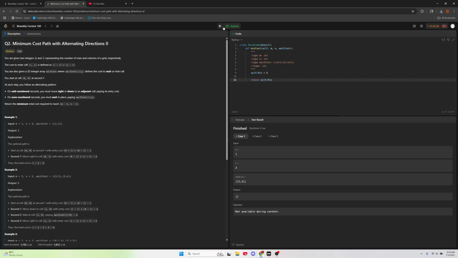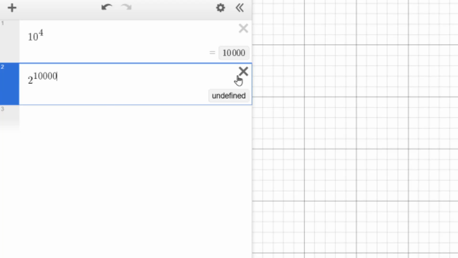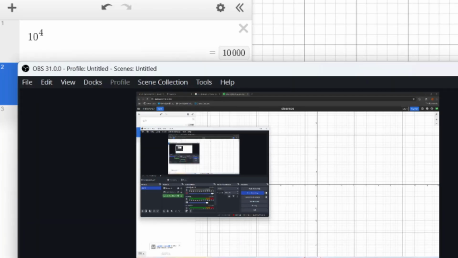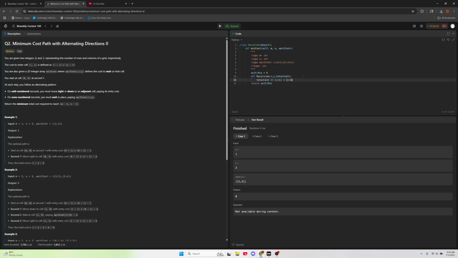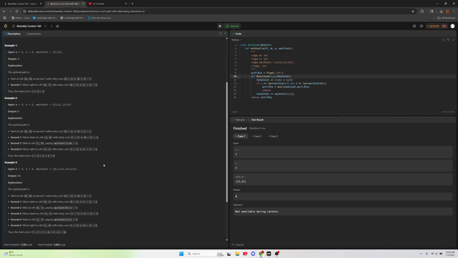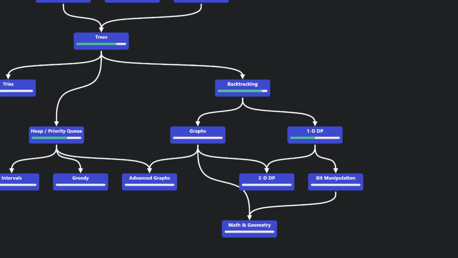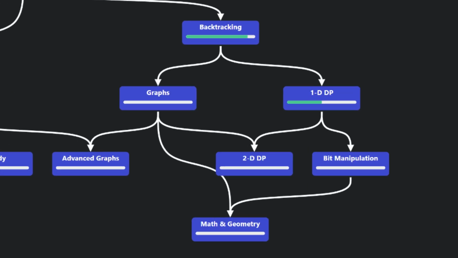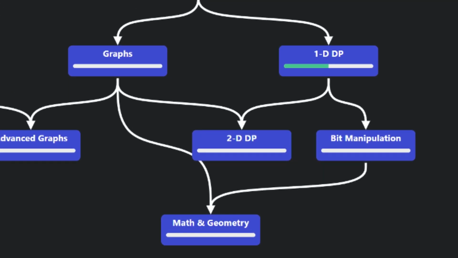The only thing I could think of was using recursion and checking every single possibility. But then this means I'd have to check 2 to the 10,000 possibilities, and the calculator can't even run this number. I didn't know at the time, but this problem is actually a 2D array dynamic programming type of problem. And looking at my roadmap, I have yet to start learning about this type of stuff, which means I was pretty much doomed from the start.